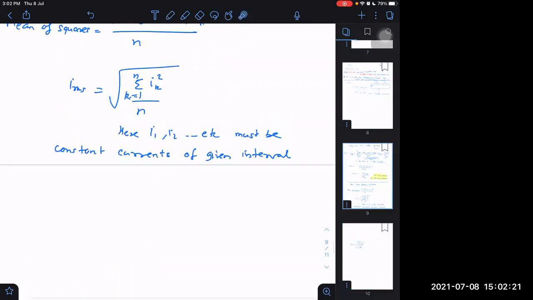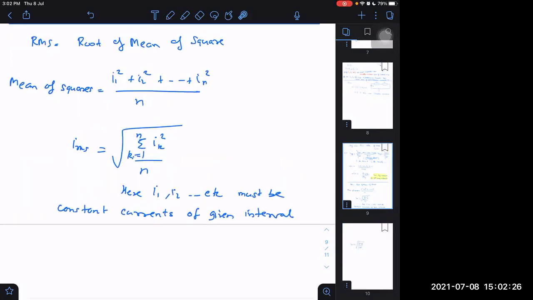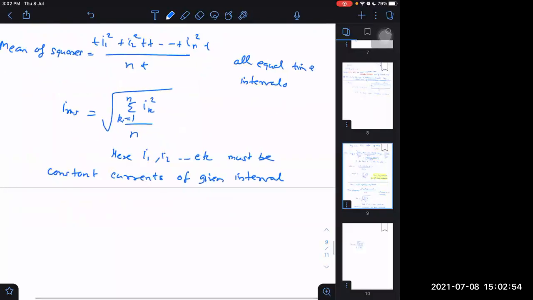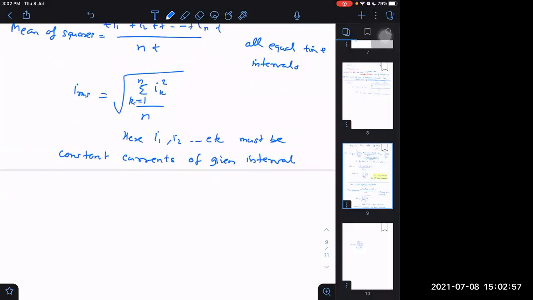And if it is continuous, then this will become, I am doing some mistake here, I think. Sorry. What I wrote here is valid only if all the time intervals are also equal. If T is the time interval, then time intervals will get cancelled out. All equal time intervals, then only this will be valid. But if it is not equal time intervals, then our equation will change.